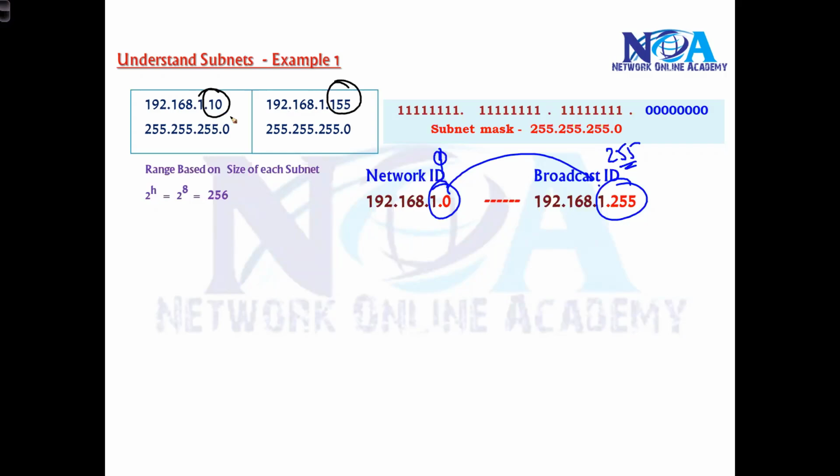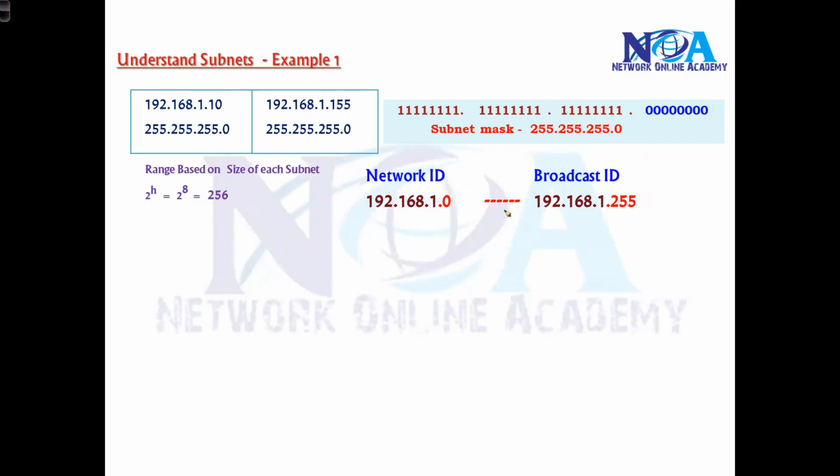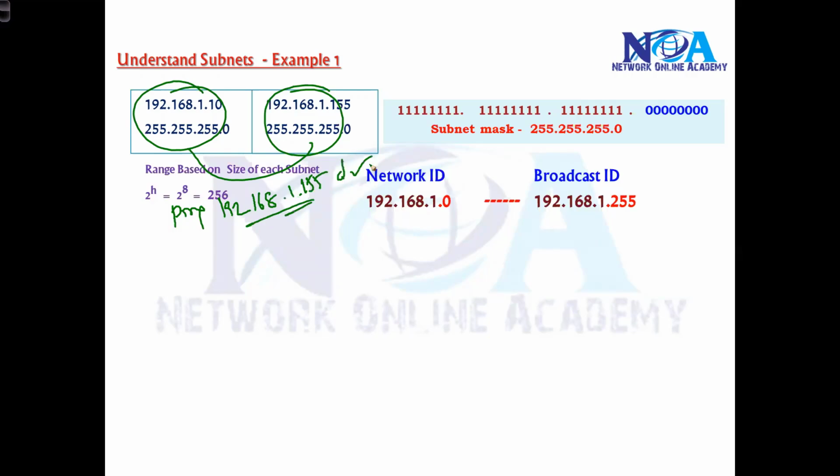And these two addresses are coming in the same range, right? If you check here, 10 and 155, they both are coming in between 1.0 and 1.255. So they are in this range, which means they are in the same network. So if you try to ping now, you should see reachability between these two. If I say ping 192.168.1.155, you should get a reply if these two computers are connected, because they are physically in the same LAN, and also logically the same network, meaning they can communicate with each other.